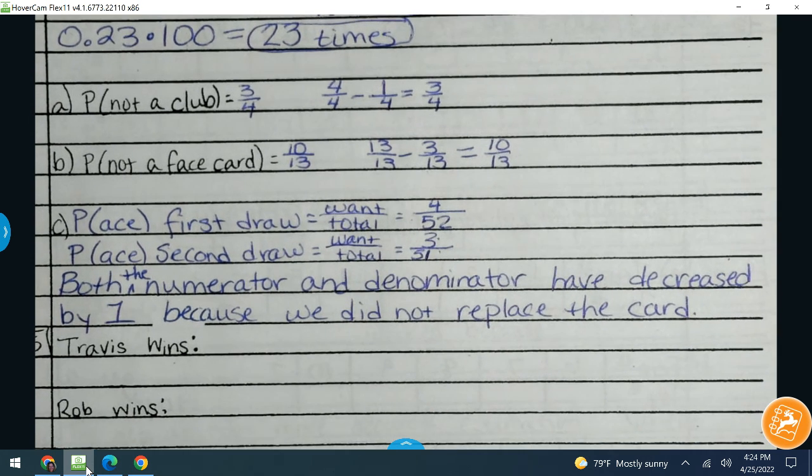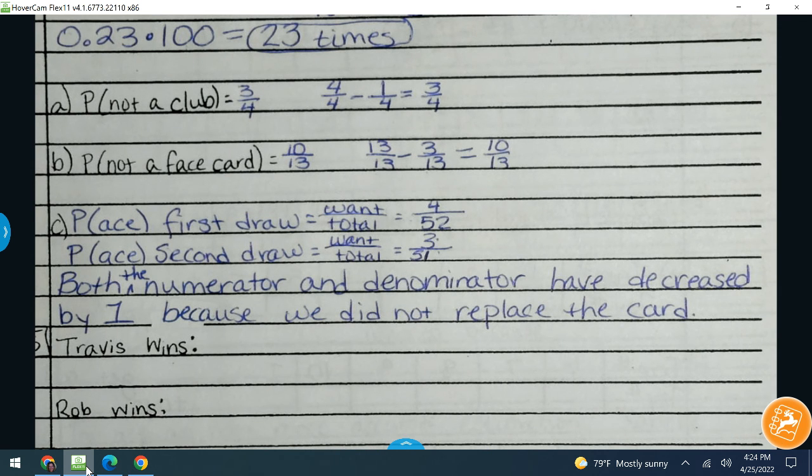Our probability changed simply because we didn't replace the card back into the deck and try again. Okay? So if you replace that card, probability is the same no matter what. Once you withhold that card or you change it, that changes that probability.